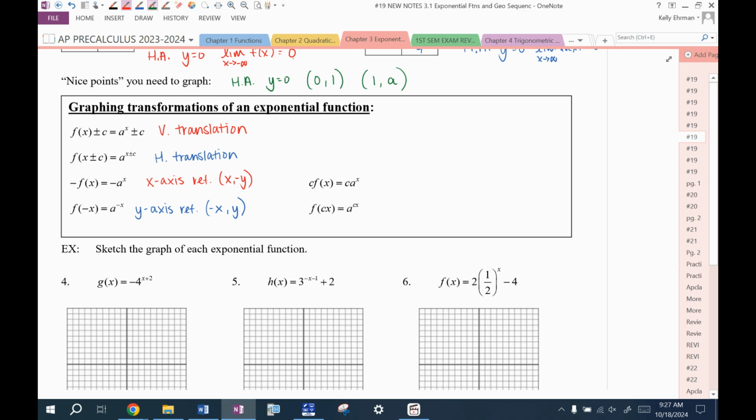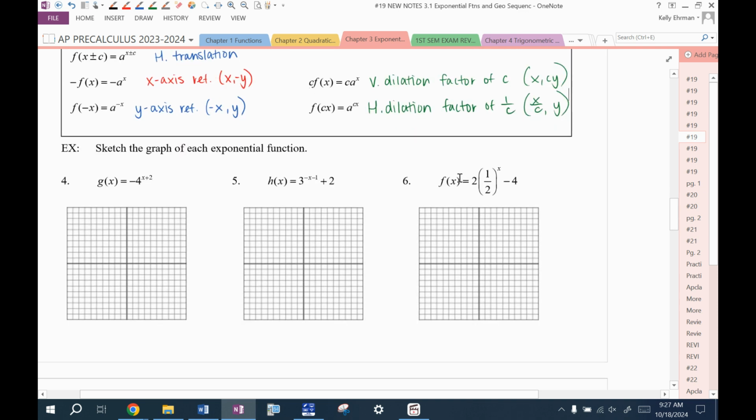And then similarly with our dilations, if we have a number out in front of the function, so it's not in the exponent, it's out in front, that's a vertical dilation. And remember, with dilations, it's by a factor of c because every y value gets multiplied by c. And if we have a number being multiplied inside of the exponent, that's a horizontal dilation. Remember, the factor is not c, it's 1 over c, because every x gets divided by c, and the y stays the same.